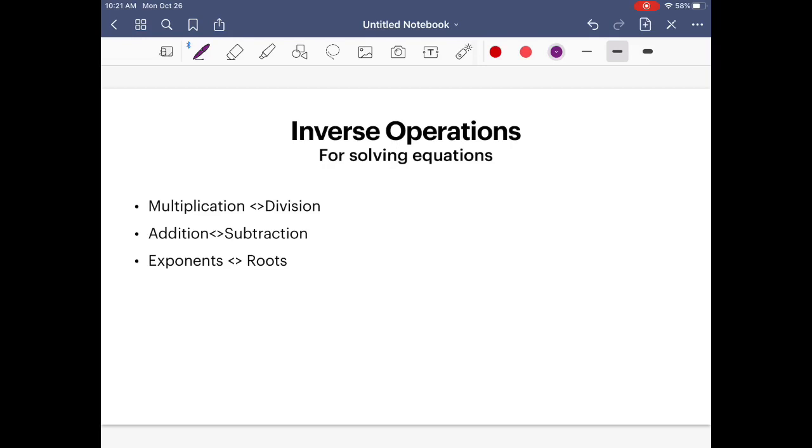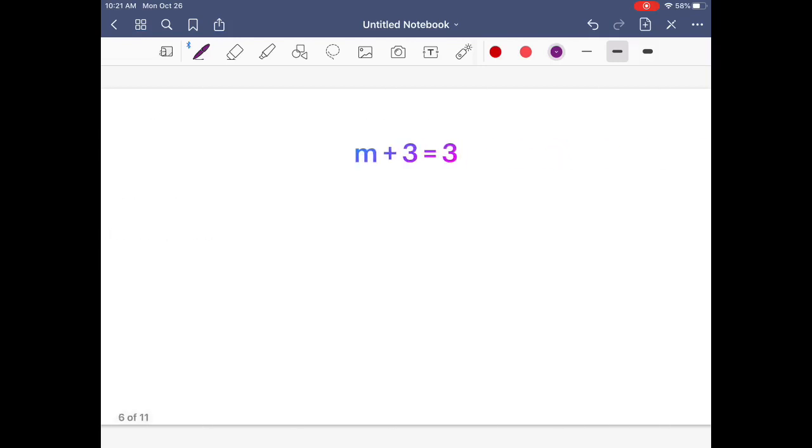So solving equations is all about knowing our inverse operations. Whenever you are trying to move a number away from x, which is what we're always trying to do, solve for x, multiplication is the inverse of division, addition is the inverse of subtraction, and exponents are the inverse of roots. And that goes both ways, which is why I have those double arrows on all of these.